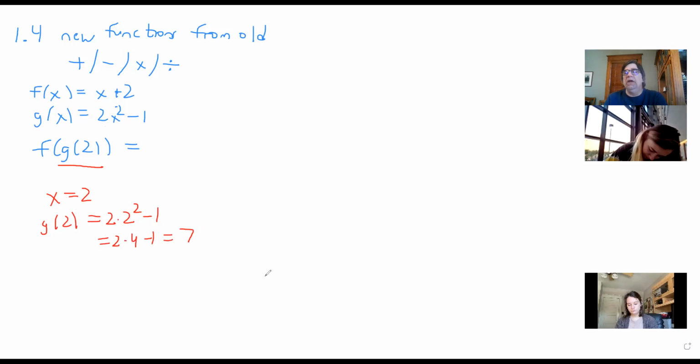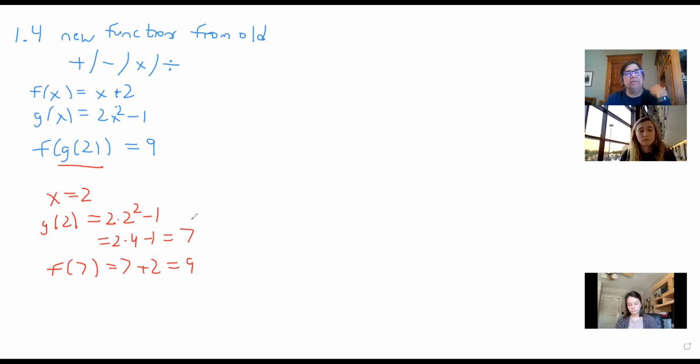There I get 7. Now, if that's all we had for this problem, we'd be done. But that's not all we have for this problem. This input of 2 produced an output of 7. But now that 7 is going to be used as the input for another function. And that function is f of x. So the second step here is to take f of 7 and do 7 plus 2. So f of g of 2, putting both of those together, is actually equal to 9.